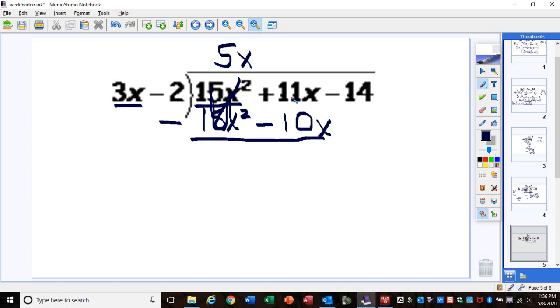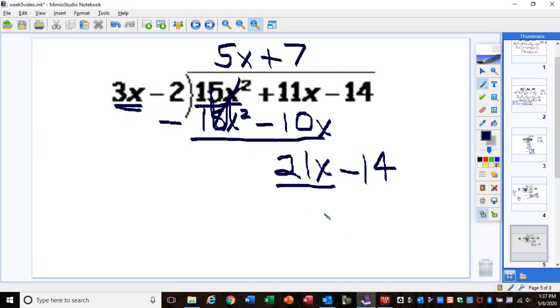So now you're going to have 11x minus 10x, and that's 21x. 21x, yes it is. 21x, and then bring down the negative 14. Watch your signs. So now, 3x goes into 21x. So you're taking 21x divided by 3x, which is positive 7. Now, distribute the 7, and you're going to get 21x, and the plus 7 times negative 2 is negative 14. If you have exactly the same thing like I do, it's gone and you're done.